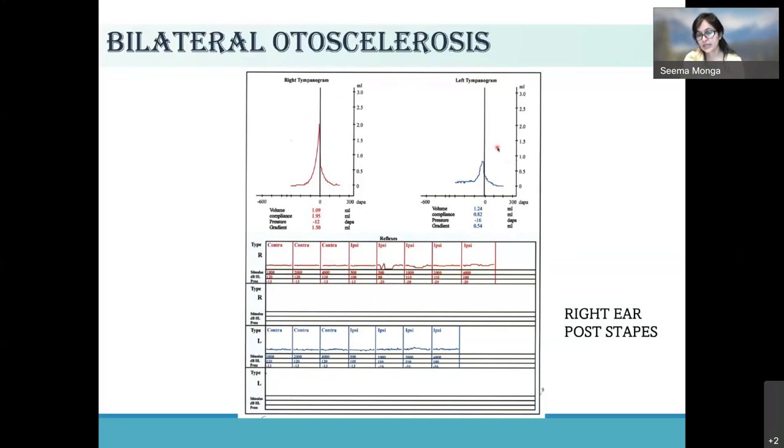All right, here again it is otosclerosis, but why is the compliance normal? It has become stiffened, so ideally it should reduce, but in certain cases of otosclerosis, compliance is still normal.